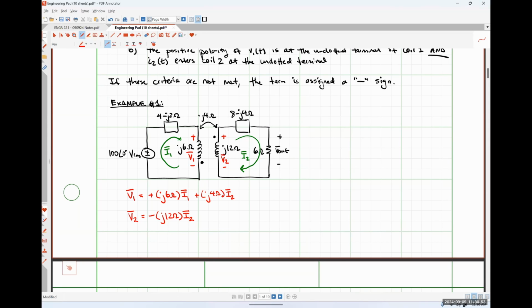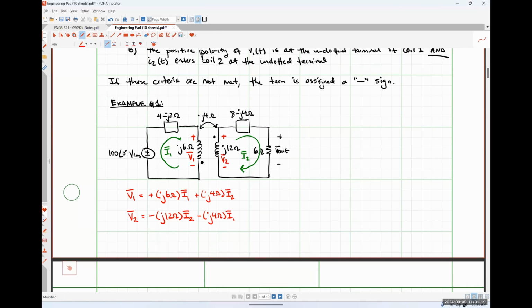Looking for the mutually induced voltage portion. Our positive polarity terminal is at the dot. Our current is flowing into the undotted. So our mutual term should have a negative sign as well. So it's going to be minus j4 ohms times I1.